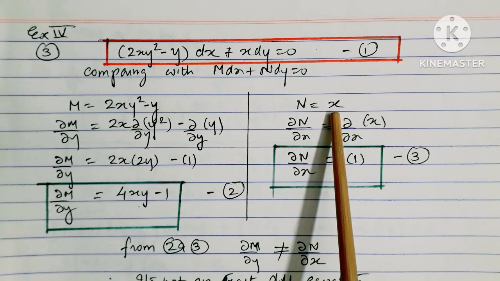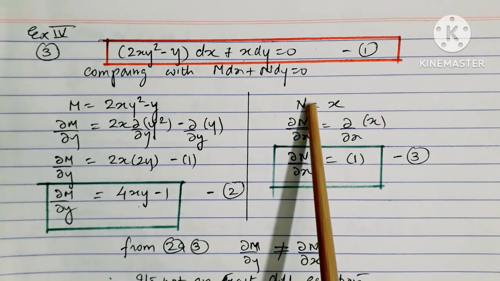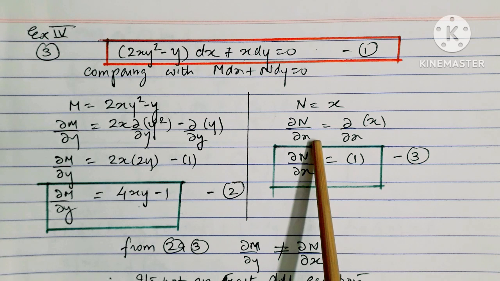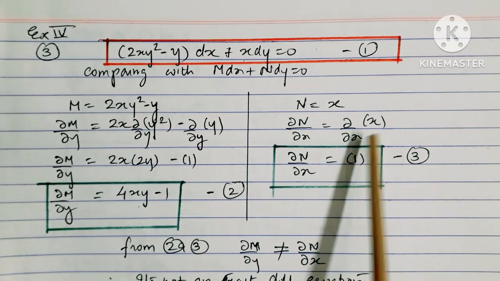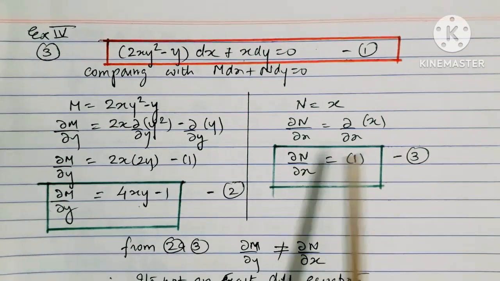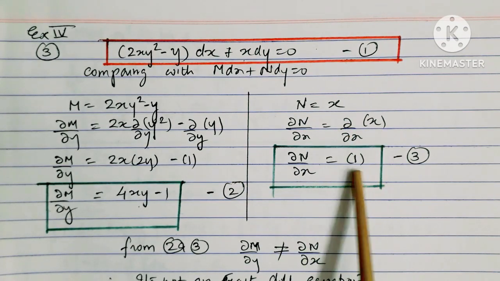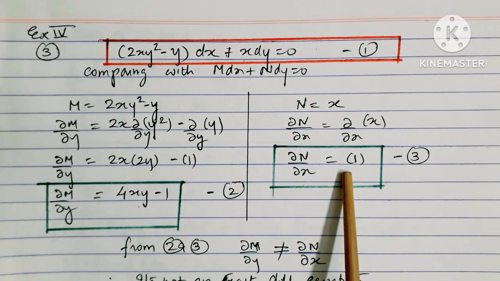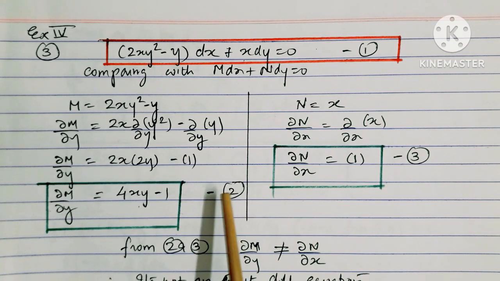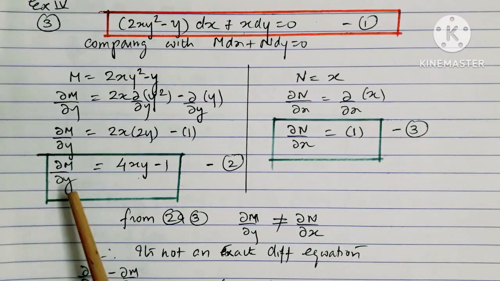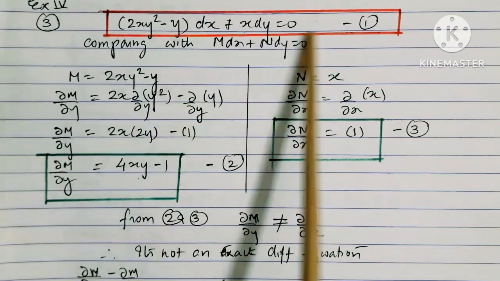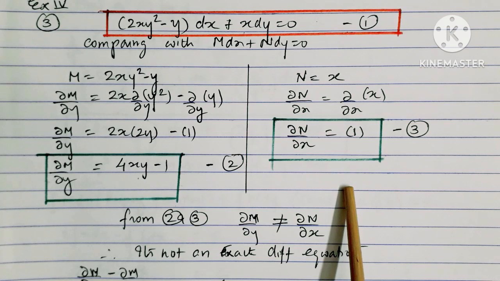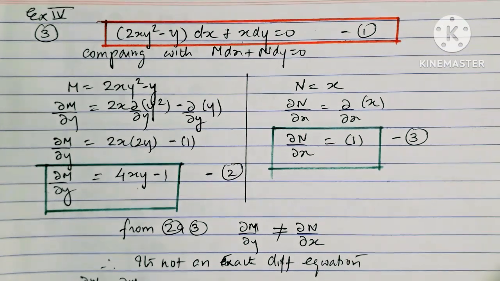Now N = x and we'll have to differentiate N partially with respect to x. So ∂N/∂x = ∂/∂x of x. Therefore ∂/∂x of x is 1. Therefore ∂N/∂x = 1. And now we can clearly see ∂M/∂y is not equal to ∂N/∂x. Hence the given differential equation is not an exact differential equation.